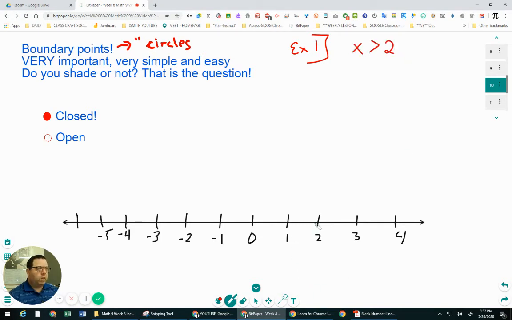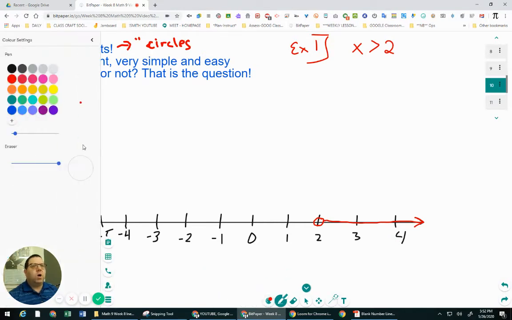So then what you do is you start with an open circle. And you're just going to draw a red line to the right because it says x is supposed to be greater than 2. Now watch this. Let's switch colors.